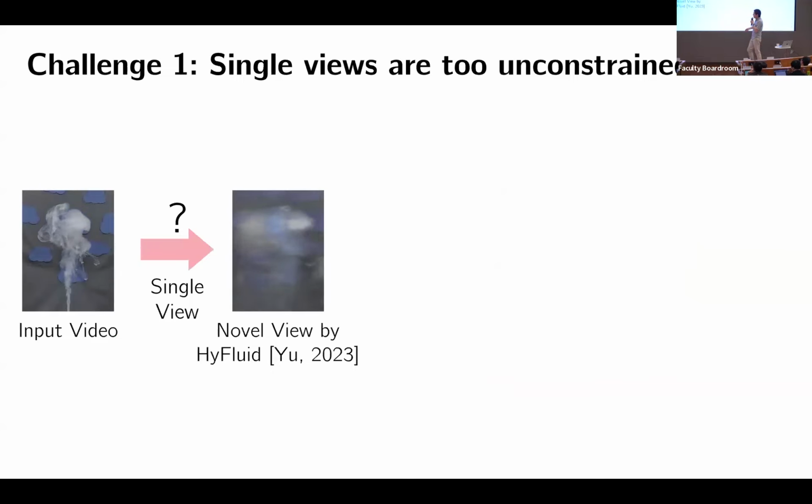The first is, if you only have a single view, how can you really get reasonable 3D information out of it? The approach we want to take is a single-view to novel-view generation. But single-view to novel-view generation is not really solved, and if you use the existing methods, it doesn't work as well. So you need some changes there.